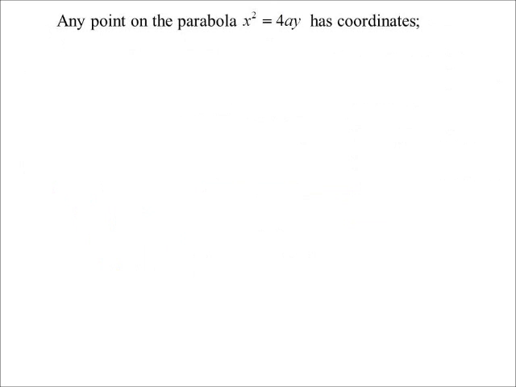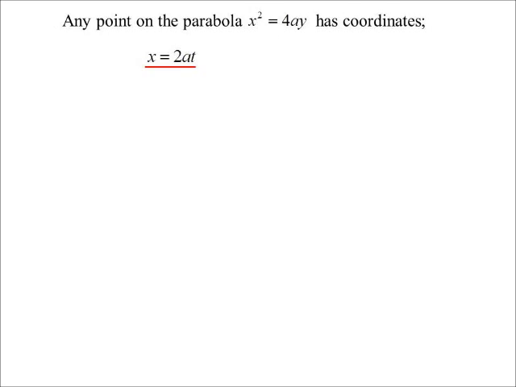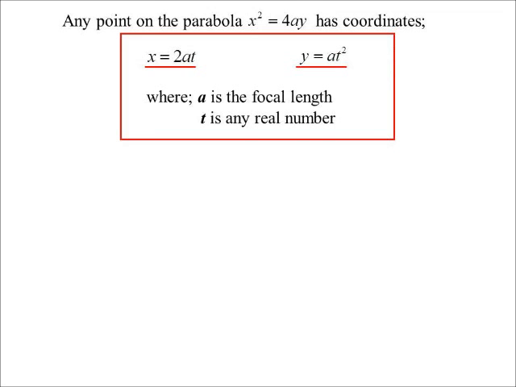So any point on our standard parabola, we know will have its coordinates (2at, at squared). a is still the focal length of the actual parabola, and t is just any real number we can sub in.